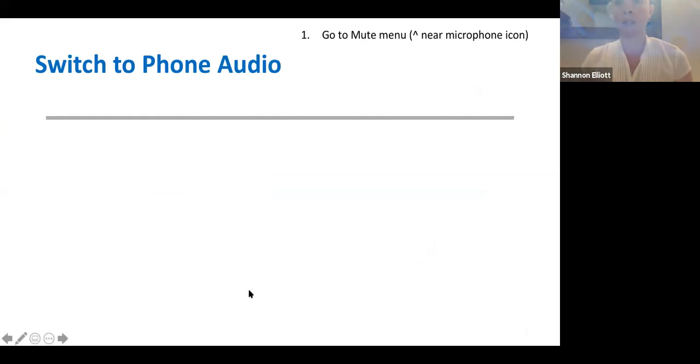Okay, so switching to phone audio. What we're going to do is, again, hover over your screen. The very bottom left icon is that microphone button. That's your mute and unmute location. I'm going to move this over. You're going to see a little arrow that points up.